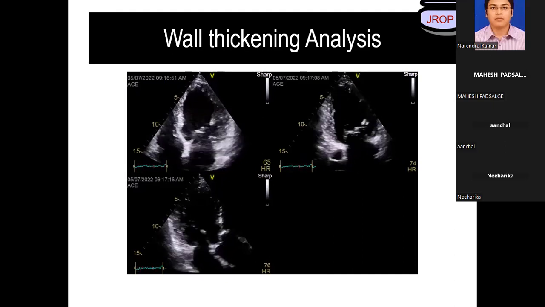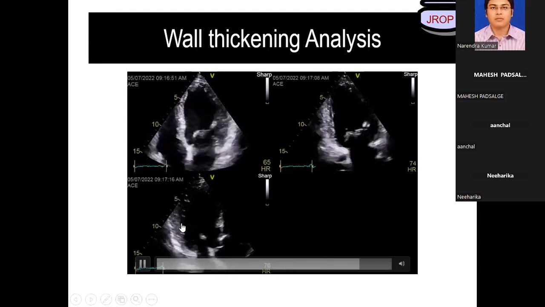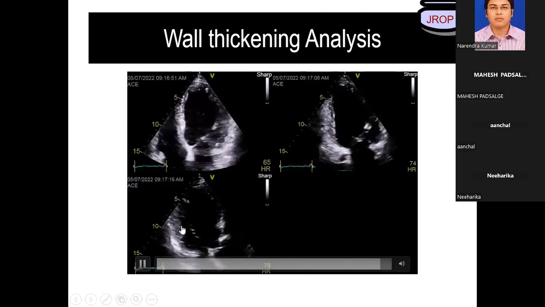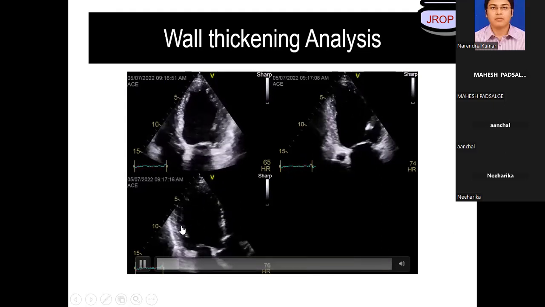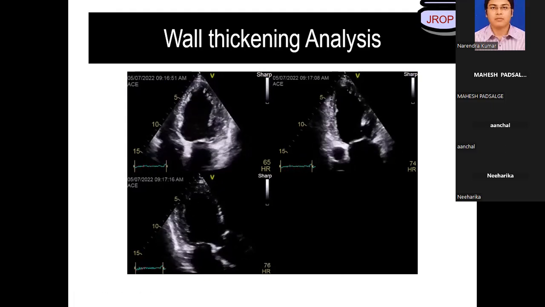Niharika, what is the blood supply of this particular wall? Which one, sir? Inferior. Right coronary artery. Good, Niharika. Good attempt. God bless you.